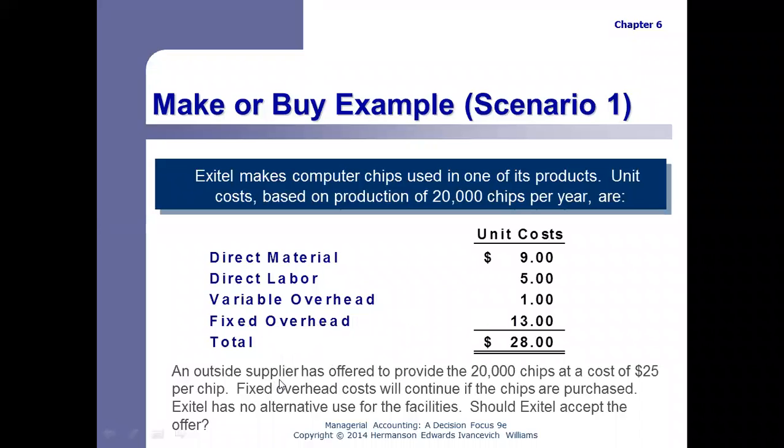So this outside supplier says, we'll sell you 20,000 chips rather than you making those 20,000, at a cost of $25 each. Well, that looks pretty good. They're going to sell it to us for 25, and it's costing us 28 right now. Sounds like we should accept the offer. But hold on, let's look at the numbers in more detail to see if that is really the best decision.